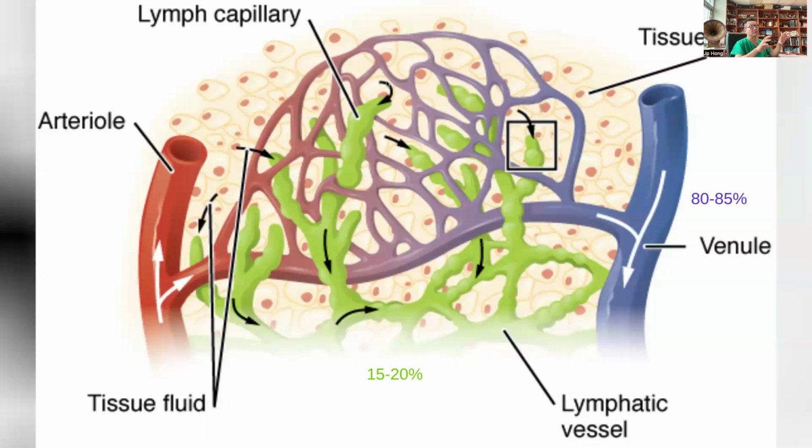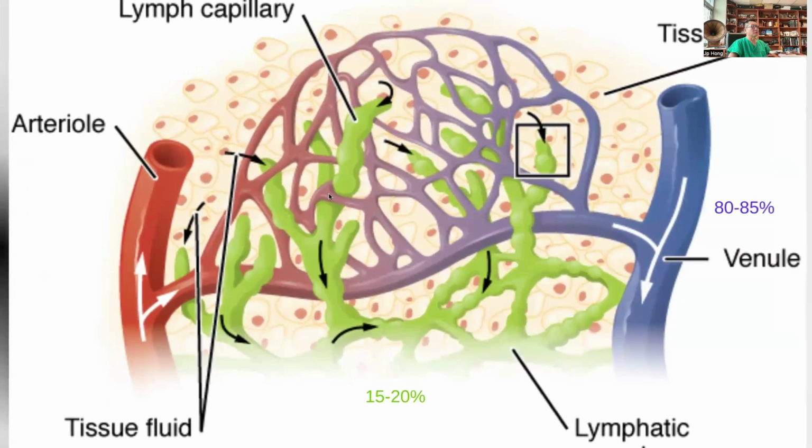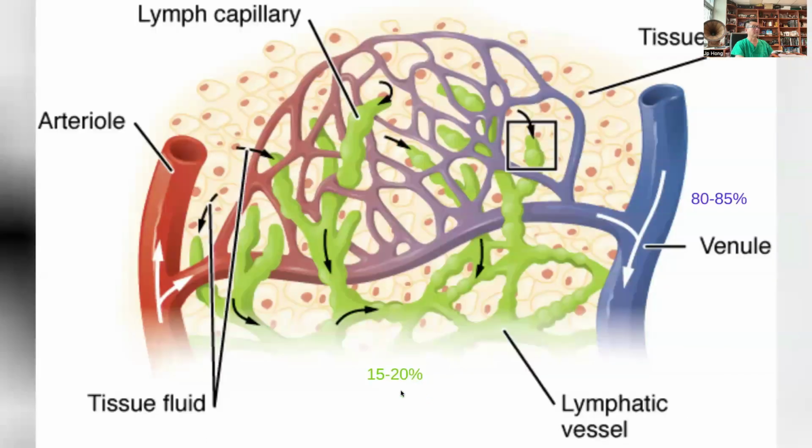Now, this typical flow of fluid from artery to the capillary and then to the vein is responsible for around 80% of what is given from the artery. The rest, the 15 to 20% of the fluid, is then absorbed by a third vessel, which is also known as the lymphatic vessel.